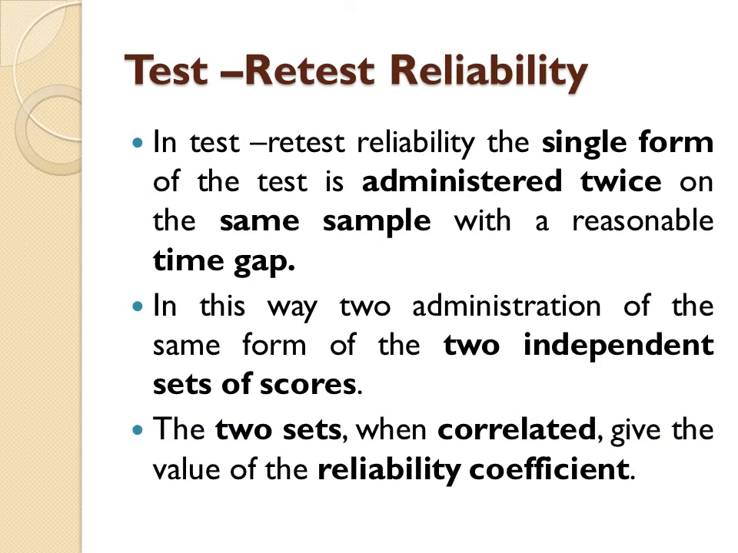All right, let's go first to the test retest reliability. In test retest reliability, a single form of the test is administered twice on the same sample with a reasonable time gap. That's why it's called retest, because you're going to retake the test again after a specific period of time. So for example, you took the test in January, all right? After 6 months, your test scores should be the same.